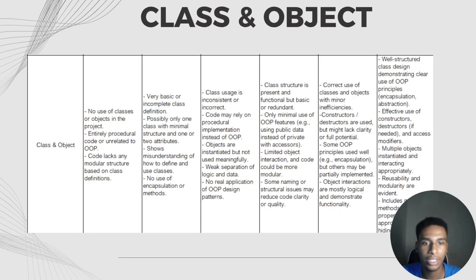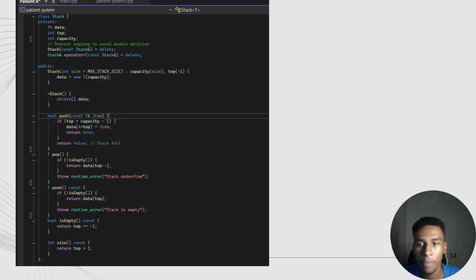Now we will move to the class and object, where we have a well-structured and clear implementation of object-oriented programming. As an example, here we have the stack class, where in the private section we have the data members, the top and the capacity, and in the public section we have the common functions for the stack. Of course, we have the constructor and the destructor, and we have push, pop, peek, a boolean for is empty or not, and of course a function that returns the integer size.